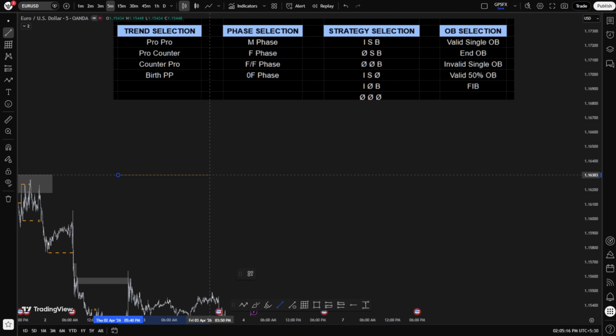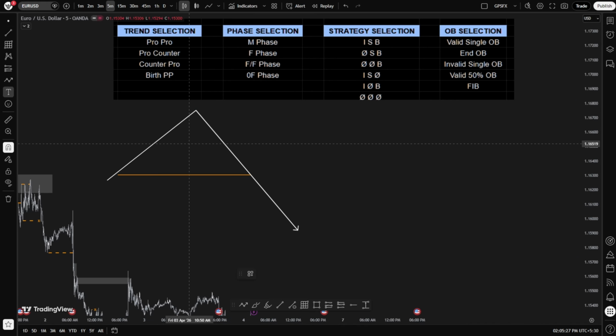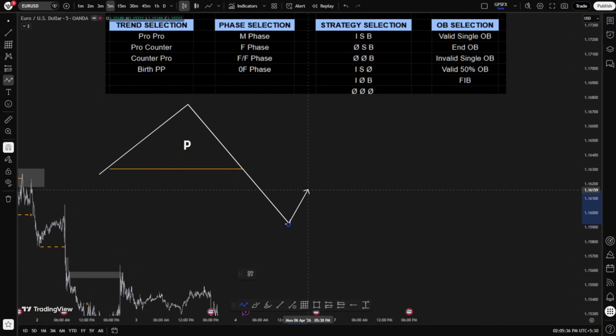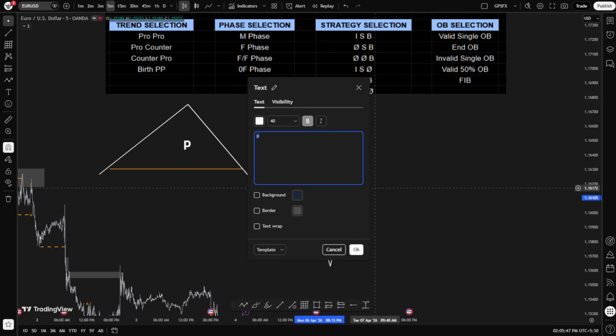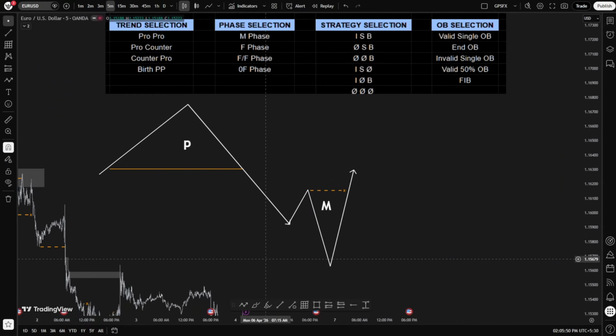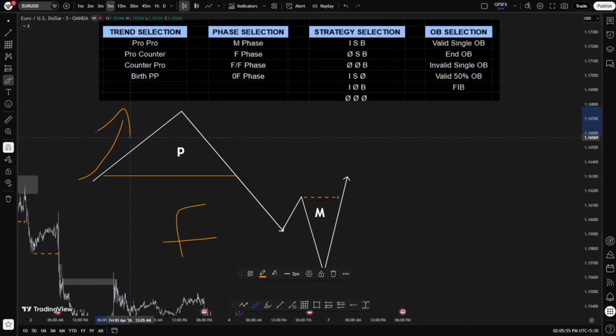Okay, so first we get a breakout structure, right? So let's consider this as a breakout structure. And let's take that this is a primary structure, right? So this point is a primary structure. First, let me mark that. This is the highest hierarchy of structure that we are using, right? So now when we get an external inducement like this, we will consider this as a minor structure. So let me mark this as minor structure. Okay. So this is primary structure, this is minor structure. We don't have to worry about fractal structure for understanding trend selection, right?